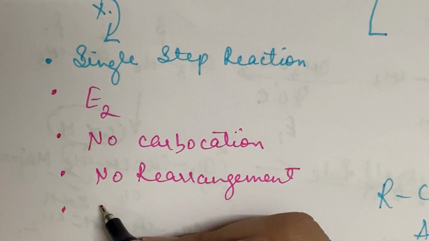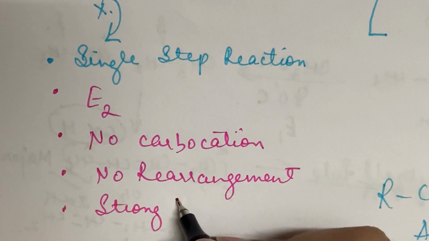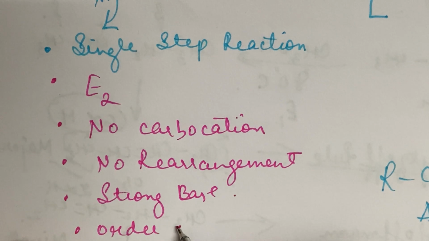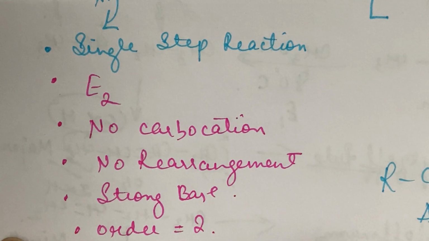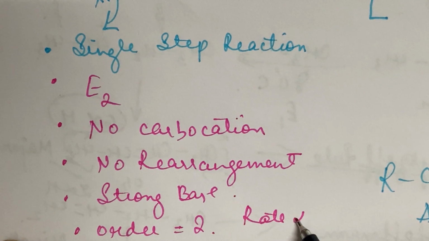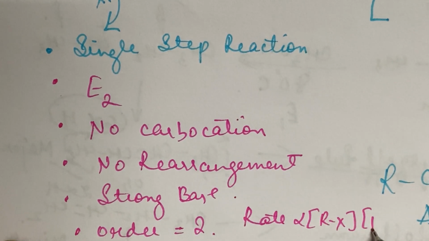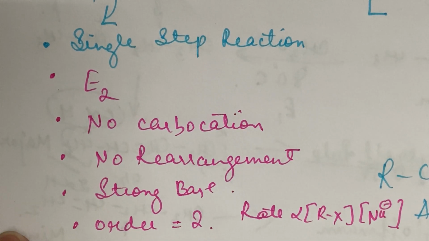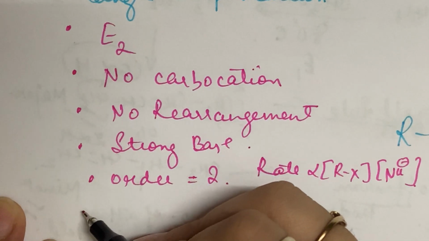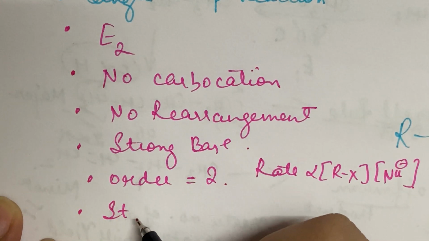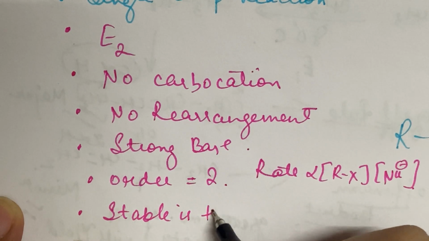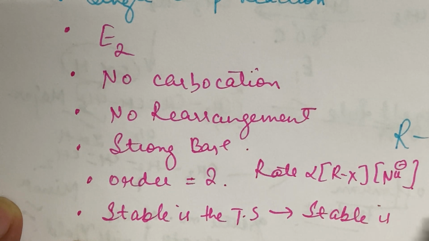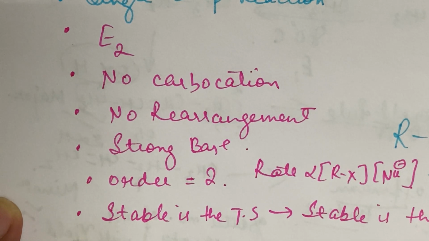Then what about the base? Here you're using a strong base, and order will be 2, because rate is directly proportional to RX as well as nucleophile. Okay, all right. And one more important point also about this, if the transition state is stable, then the rate is higher. This is also a very important point.